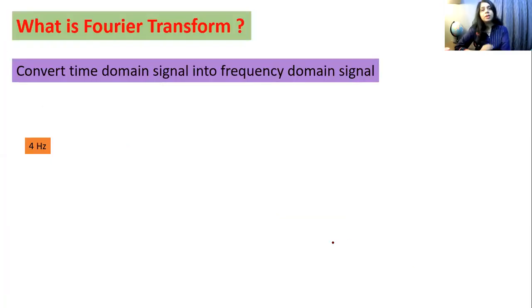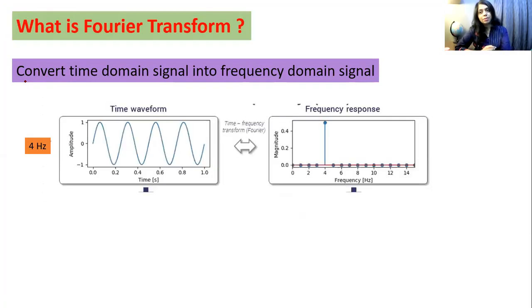So what is Fourier transform then? Everybody knows this definition: convert a time domain signal into a frequency domain signal. That's right. But what is the difference between a time domain signal and a frequency domain signal? Now let's take an example. Suppose we have this time domain waveform. This is a sinusoidal waveform in which on the x-axis there is time, on the y-axis there is amplitude. So we have a sinusoidal waveform with frequency 4 Hz.